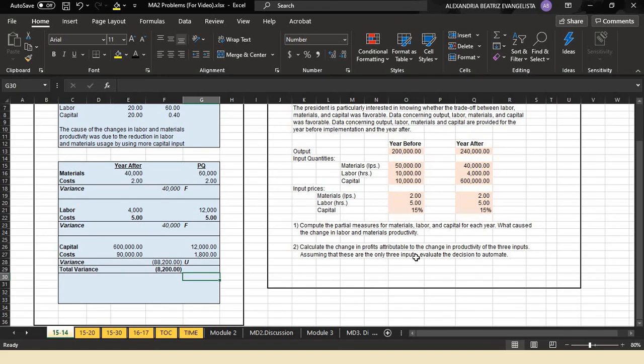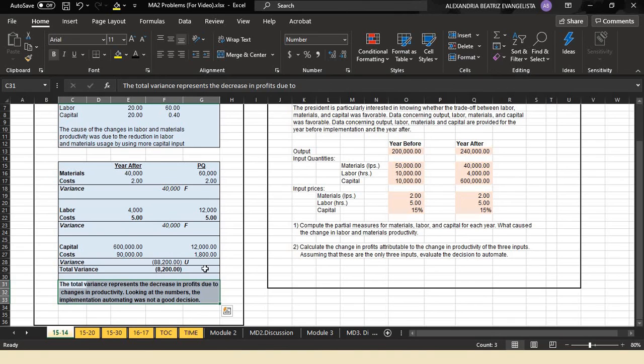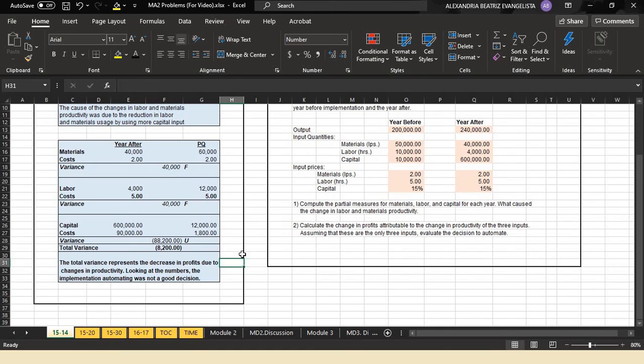So answering this one, how are we going to evaluate the decision to automate? The total variance represents the decrease in profits due to changes in productivity. Looking at the numbers, the implementation of automating was not a good decision. So that is all for the final topic, which is productivity.